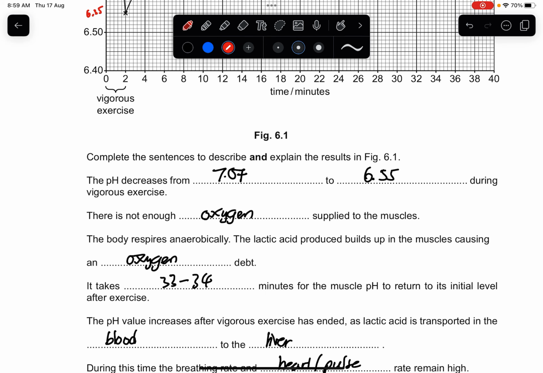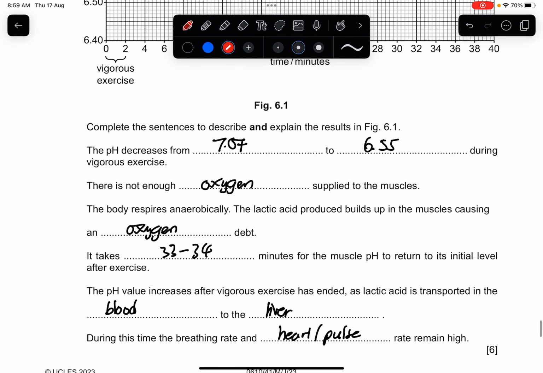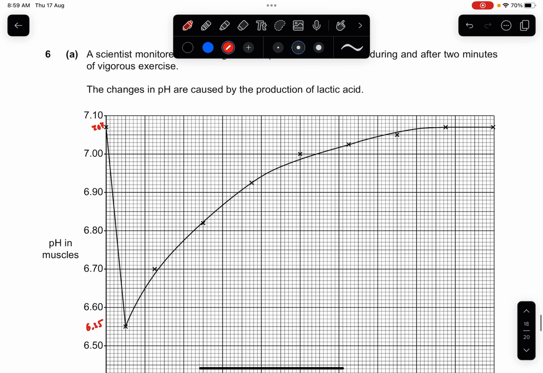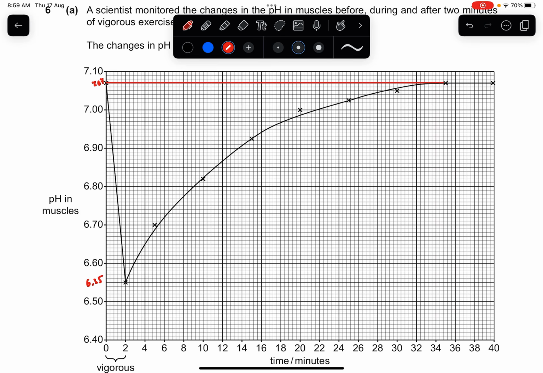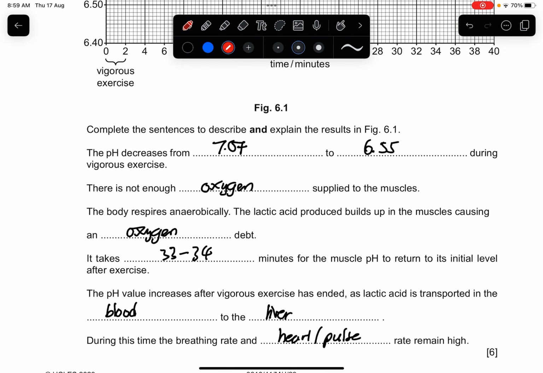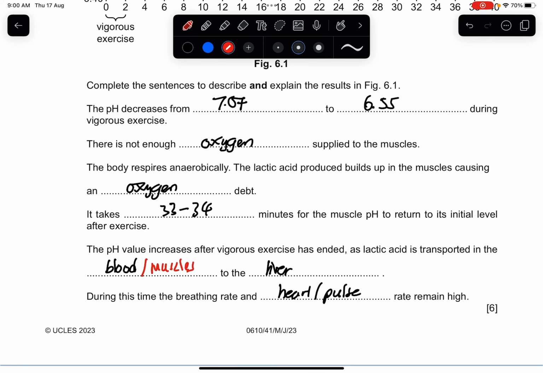There is not enough oxygen supplied to the muscles, therefore the body will respire anaerobically, and the lactic acid produced builds up in the muscle, causing an oxygen debt. It takes about 33 to 34 minutes. You can see from here to there, it takes about 33 to 34 minutes to go back to the initial level that we see. If you can see, I pull out the line, it's about here, which takes at least 33 to 34 minutes in estimate. The pH value increases after vigorous exercise has ended as lactic acid is transported from the muscles, probably, to the liver for breakdown. And during this time, the breathing rate and the heart and pulse rate will remain high.